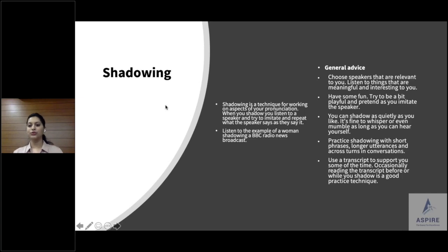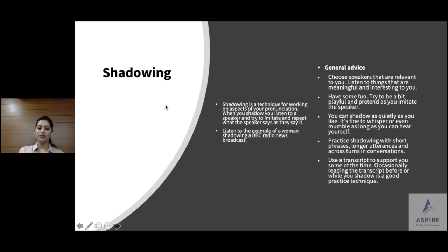Choose speakers that are relevant to you. Listen to things that are meaningful and interesting. When it's interesting, you naturally listen to it with all your attention, and try to imitate the speaker so that you get your pronunciation right. You get to know how to go about a phrase or a question, the expression, basically. You can shadow as quietly as you like, whisper or be loud, whatever you're comfortable with. Practice shadowing with short phrases, longer utterances, and across turns in conversations.